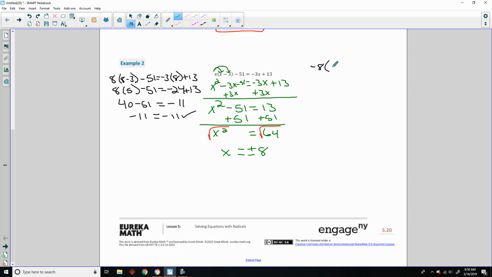Negative 8 times negative 8 minus 3 minus 51 equals negative 3 times a negative 8 plus 13. Simplify. Negative 8 minus 3 is negative 11. Negative times a negative is positive, 24. Negative times a negative is positive, 88. 24 plus 13, 88 minus 51, and it checks.